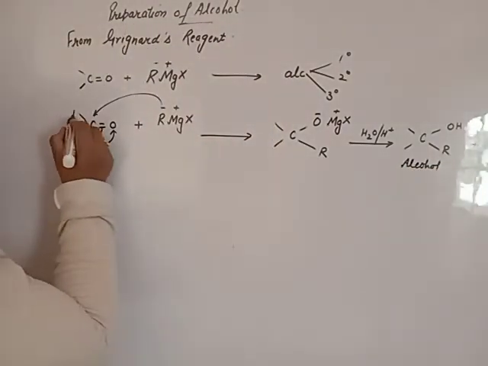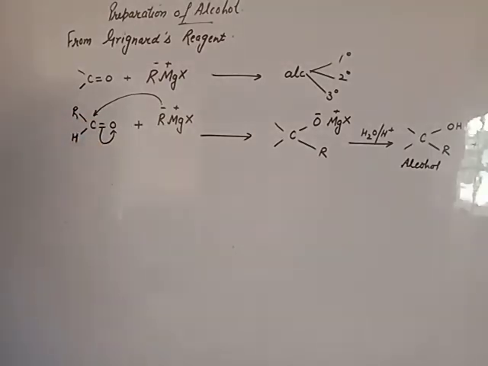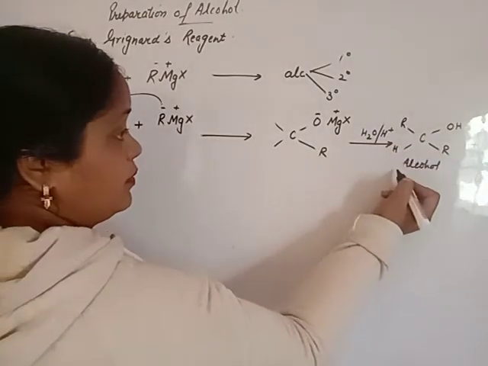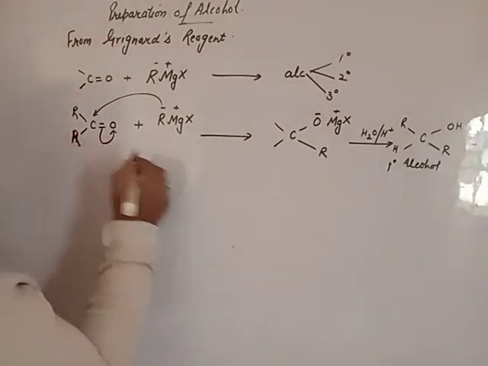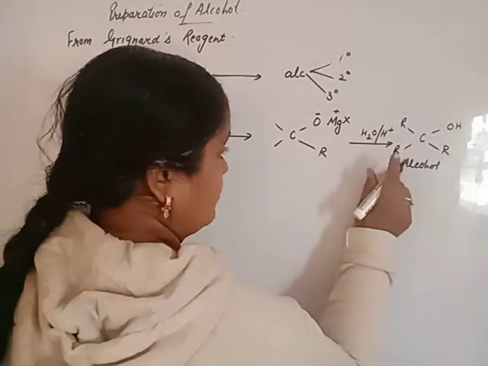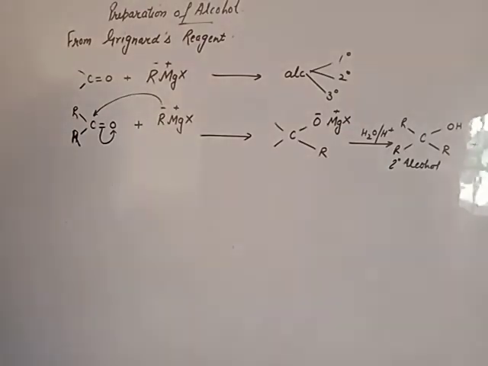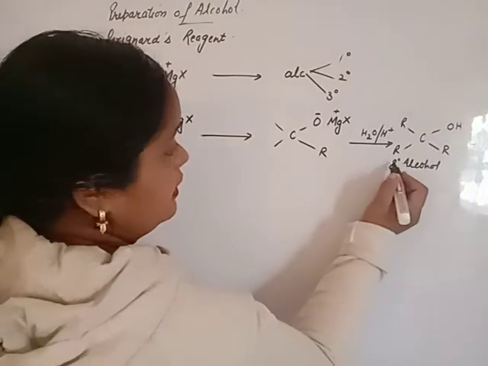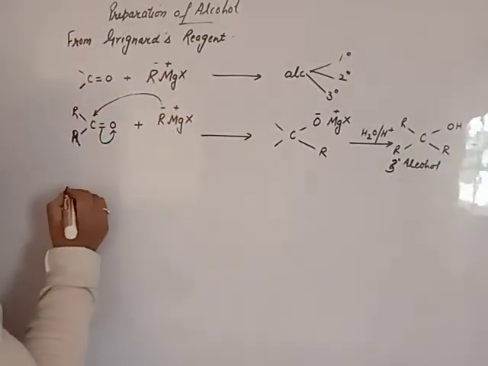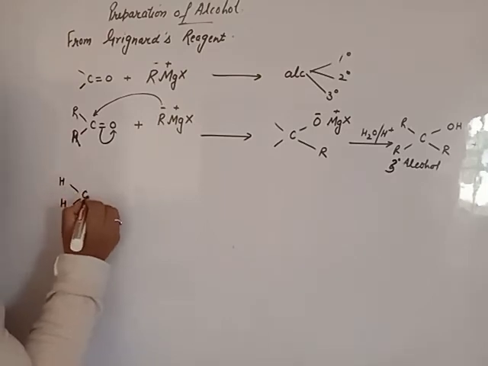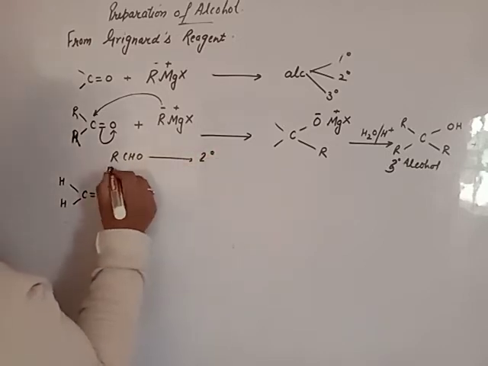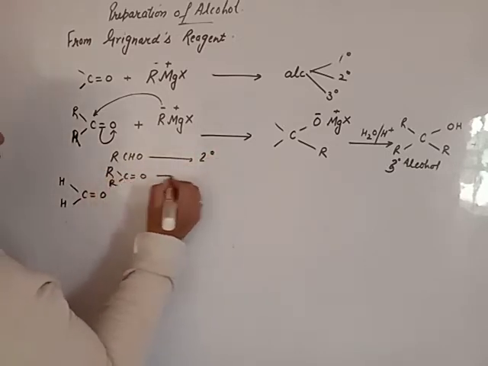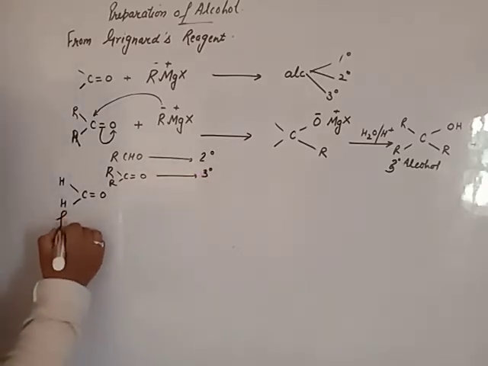If we have aldehyde, beta, we will get primary alcohol. If we have ketone, we will get secondary alcohol. Clear? Beta, it is secondary alcohol. Now it is tertiary alcohol. Primary alcohol is prepared from formaldehyde. From aldehyde, secondary alcohol. From ketone, tertiary alcohol.